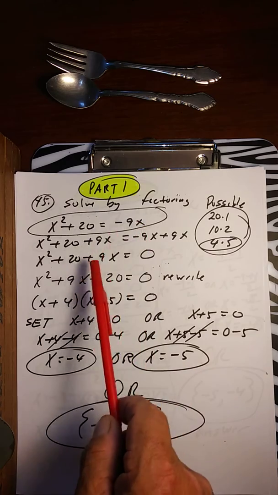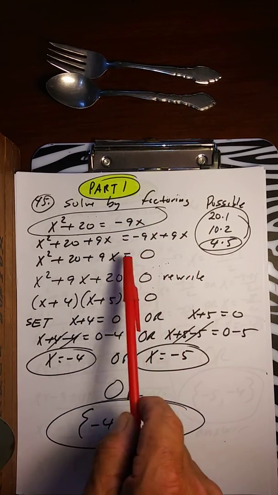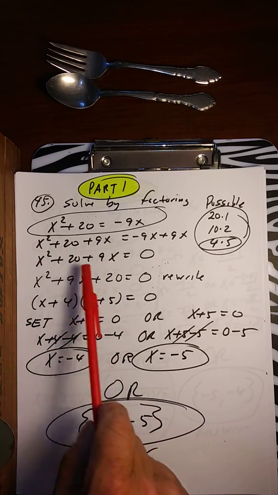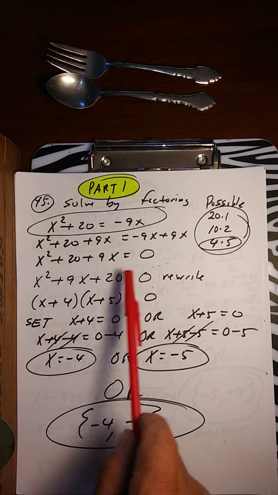So by factoring, let's rewrite. Let's get 9x on both sides. So we still need to rewrite this. Put the x squared, the 9x, and then the 20. Now, possible numbers for 20 are all these.